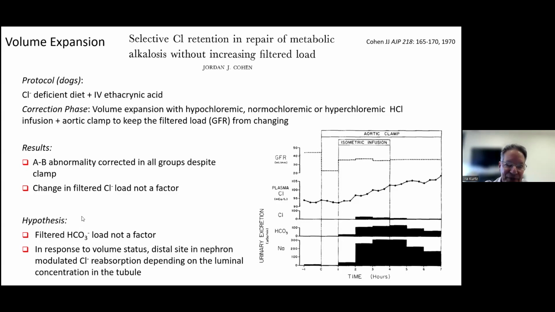And they still found the same thing, that even though the GFR was kept at a lower level and not allowed to increase, it didn't seem to make a difference. So what they hypothesized was that independent of the GFR, independent of the blood chloride concentration, somehow giving these solutions sent chloride to the distal nephron and modulated chloride bicarbonate or some transport of bicarbonate in the distal nephron to dump the bicarbonate.